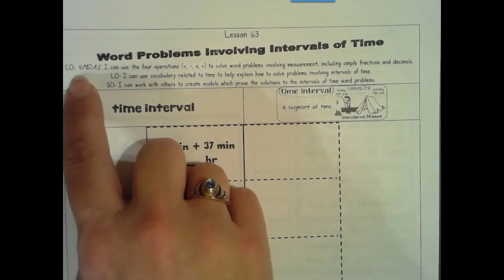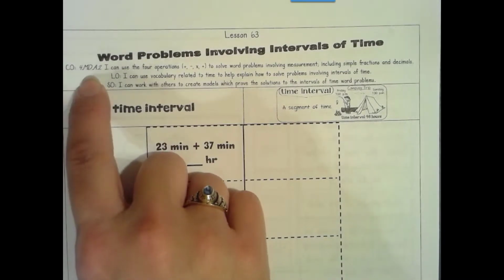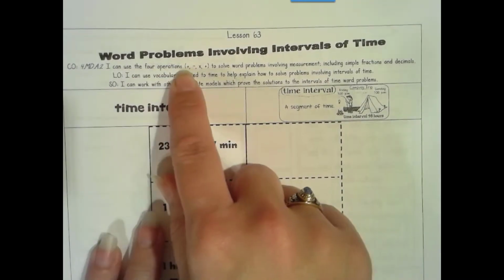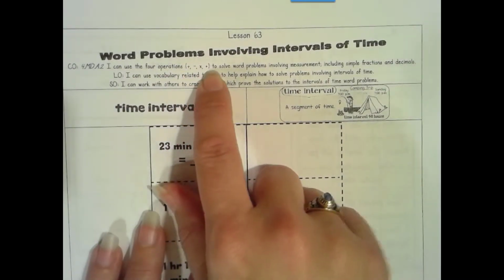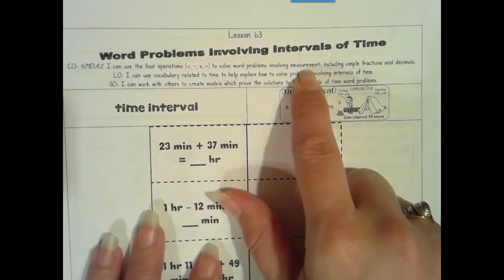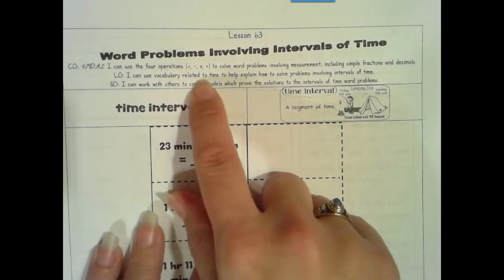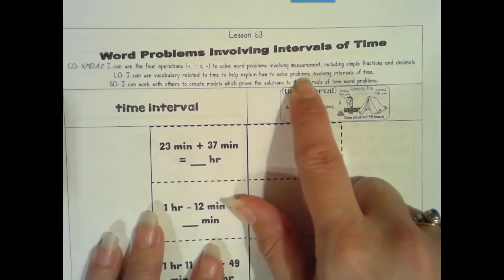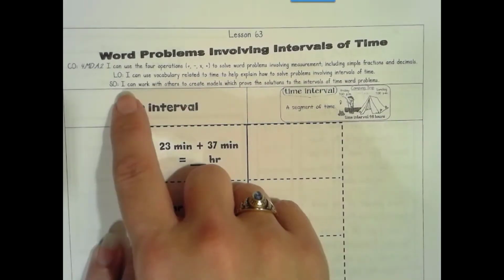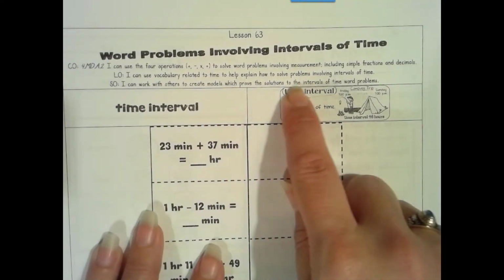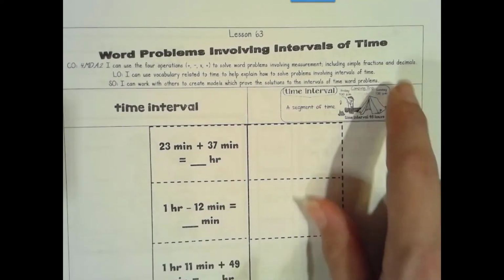Here is our content objective for 4th grade MD A2, so measurement and data, A2. I can use the 4 operations, addition, subtraction, multiplication, division, to solve word problems involving measurement, including simple fractions and decimals. I can use vocabulary related to time to help explain how to solve problems involving intervals of time. I can work with others to create models which prove the solutions to the intervals of time word problems.